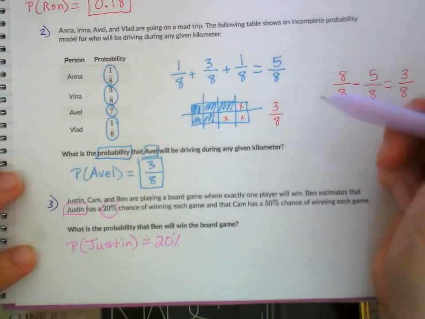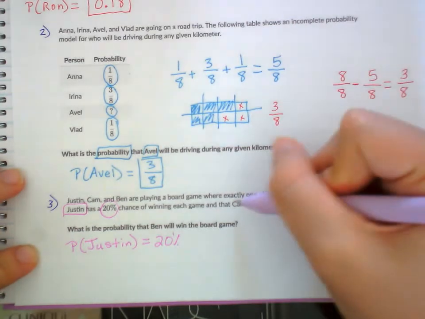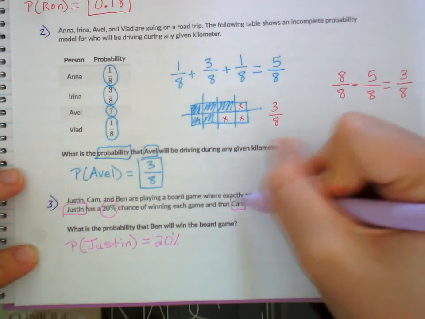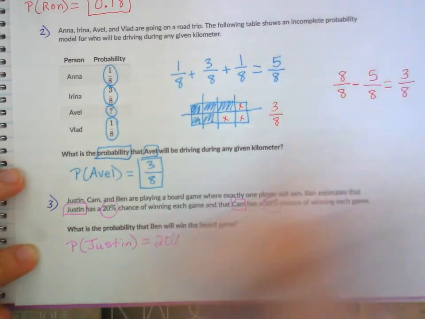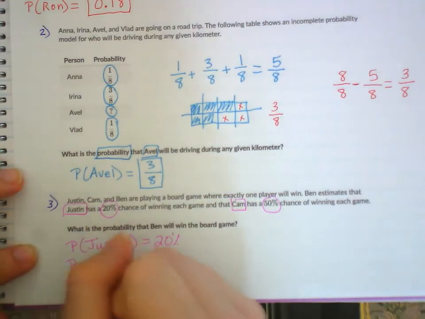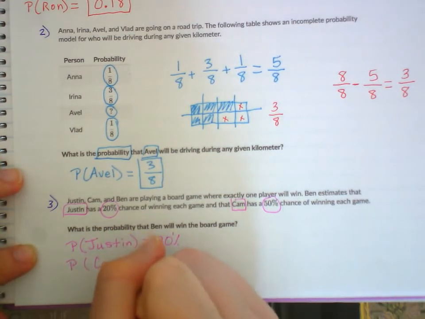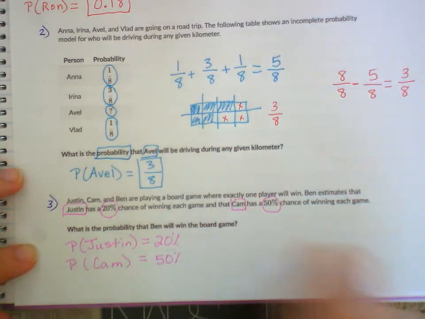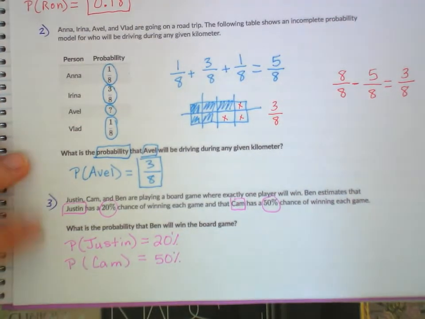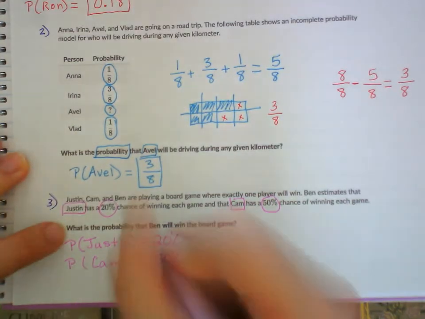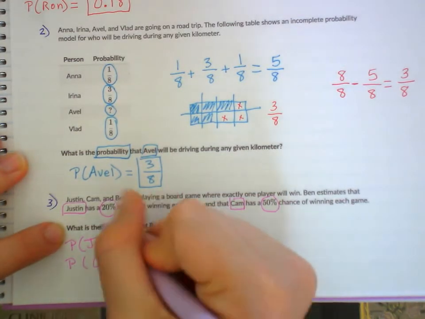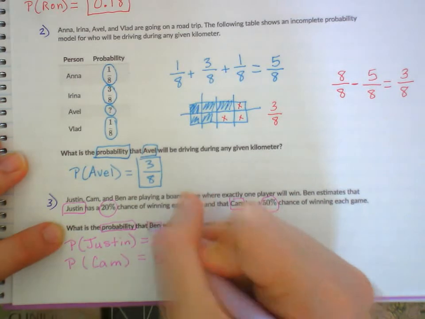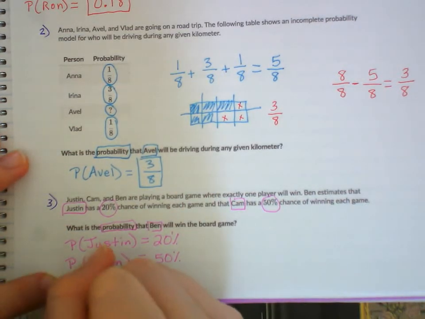Cam has a 50% chance. Oh, nice, Cam. Okay. Probability of Cam is 50%. Okay, so we have Justin, Cam, and Ben. So what's the probability that Ben will win the board game? So probability of Ben.